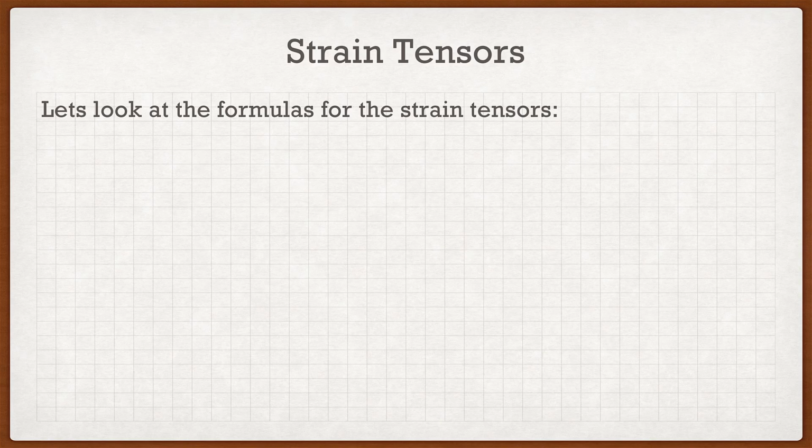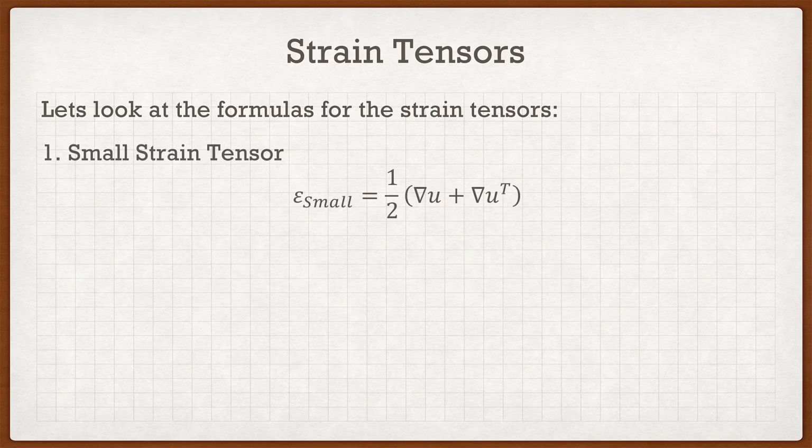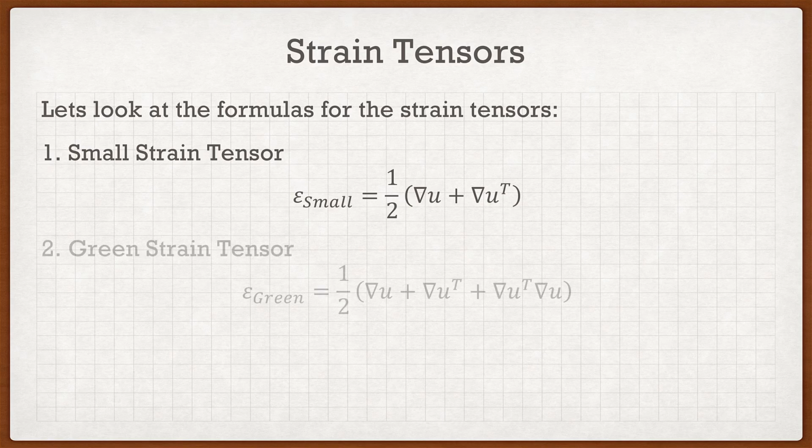So let's look at the formulations and figure out, okay, how exactly can we determine them? For the small strain tensor, E small, it's equal to 1/2 of the displacement gradient plus the transpose of the displacement gradient. You guys are saying, okay, that doesn't look too bad. It's just the displacement gradient, basically. If I know that one, I can easily find E small.